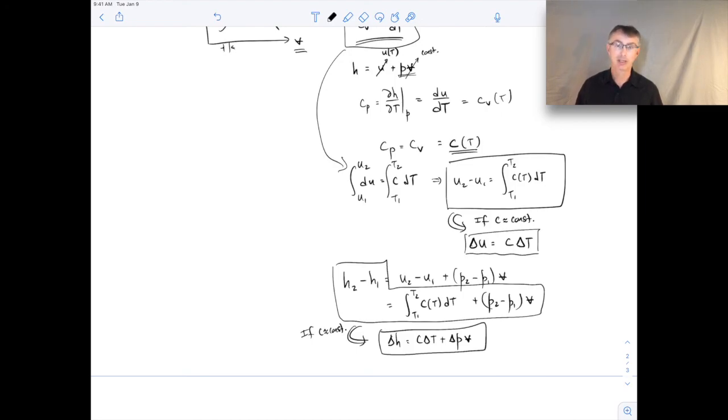Okay, I think that's everything I want to say about the incompressible model. This is a model we'll use very frequently, so make sure you understand how to use it. We'll talk about the ideal gas model in the next video lecture, so we'll end it there.